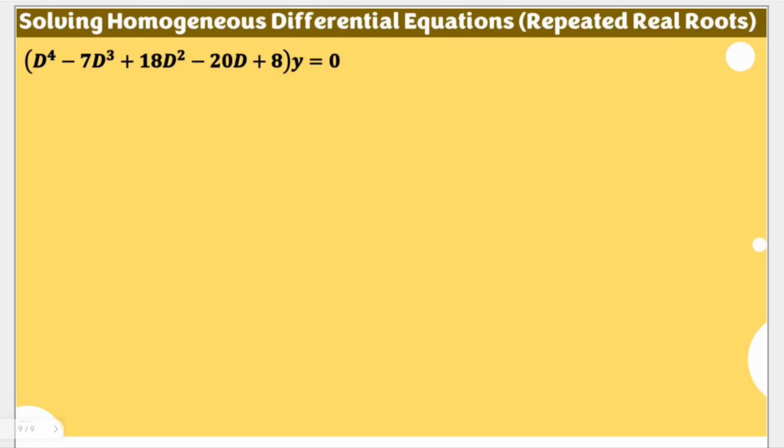In solving homogeneous differential equations where the roots are identified as repeated and real, we have a specific form of solution. Let me write it first. This is, of course, if we are sure that the roots are repeated and real. That's also part of our process later. But to write this first, our solution will be in this form.